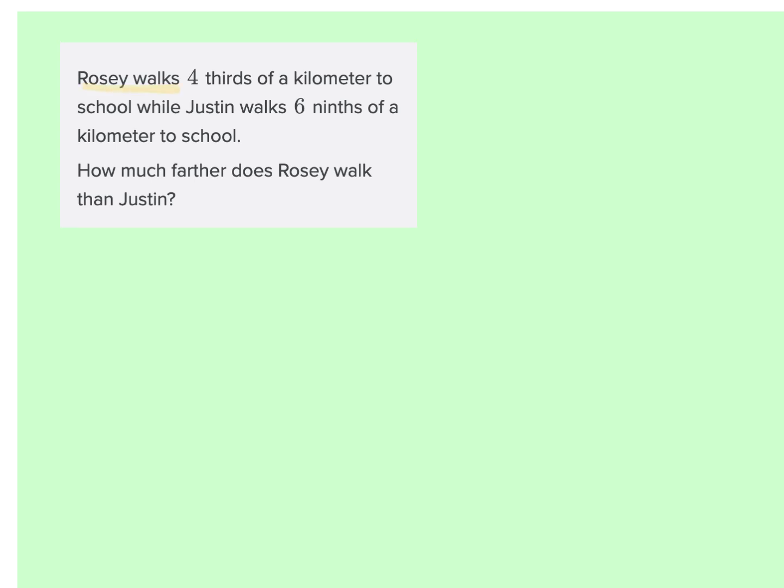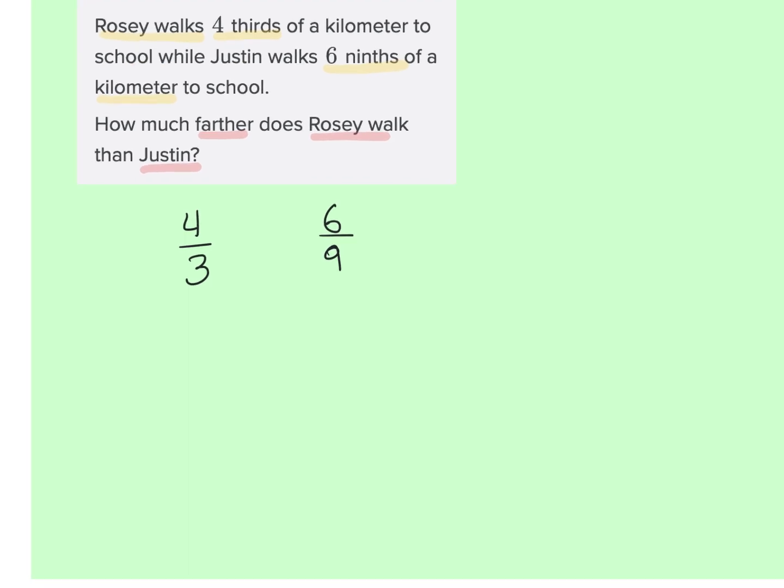Rosie walks 4/3 of a kilometer to school, while Justin walks 6/9 of a kilometer to school. How much further does Rosie walk than Justin? So let's look at Rosie's there. She walks 4/3. Justin walks 6/9. So if we want to know how much further Rosie walks, do I add or subtract here? You need to subtract, right?